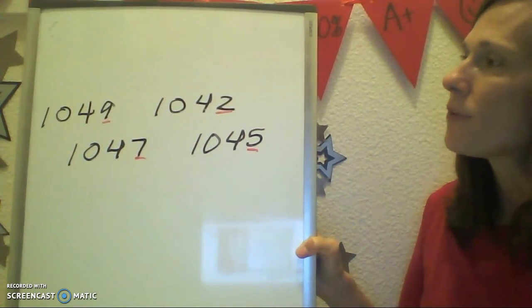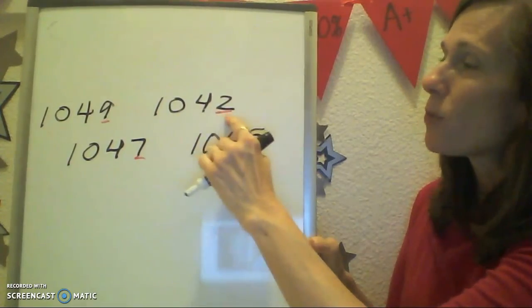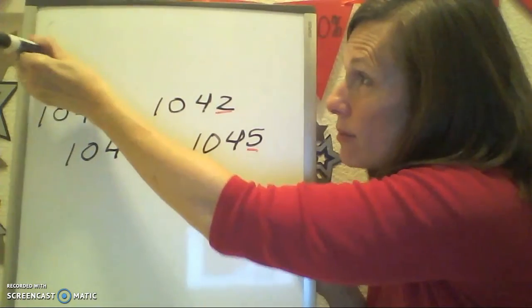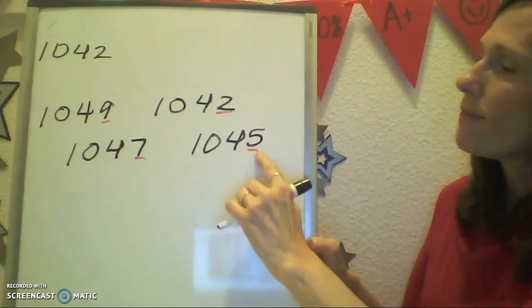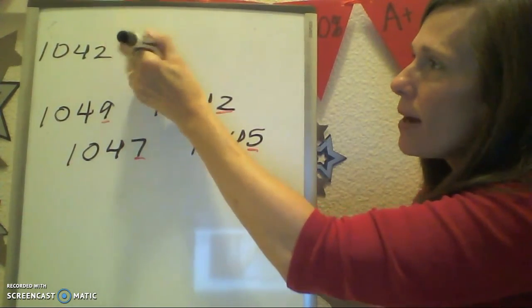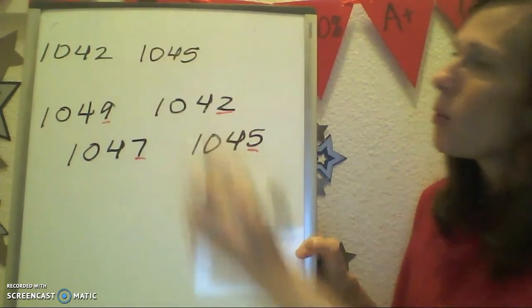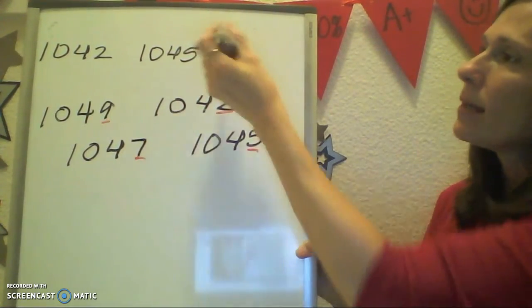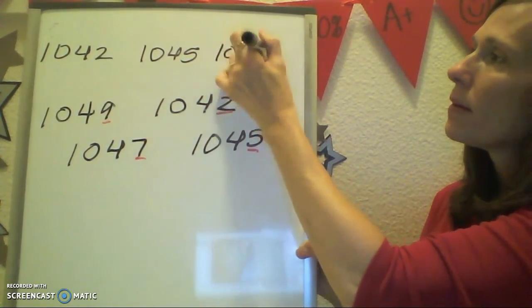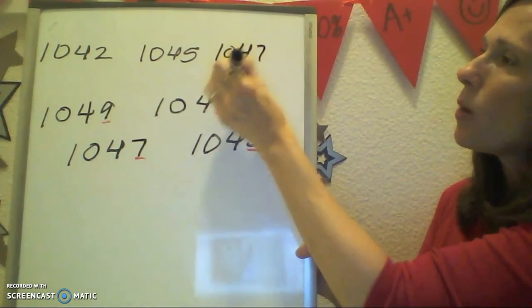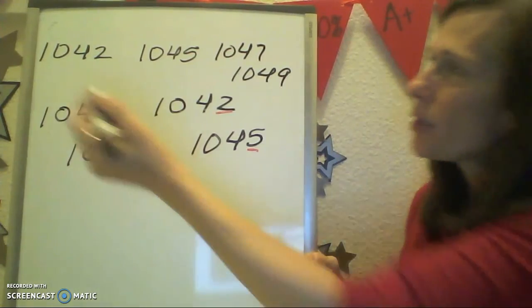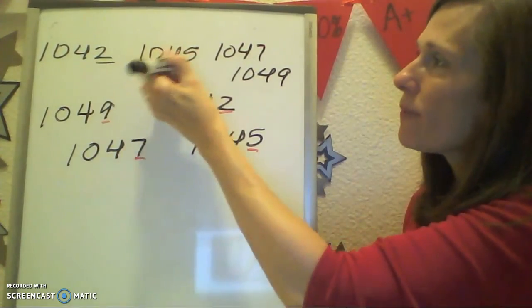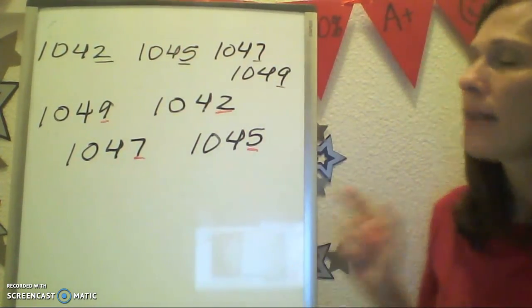So what's going to go first? Well, 1,042, because that's how I would count. 1,045, 1, 2, 3, 4, 5. 1,047. And finally, 1,049. Okay, looking at our patterns, 1, 2, 3, 4, 5, 6, 7, 8, 9.